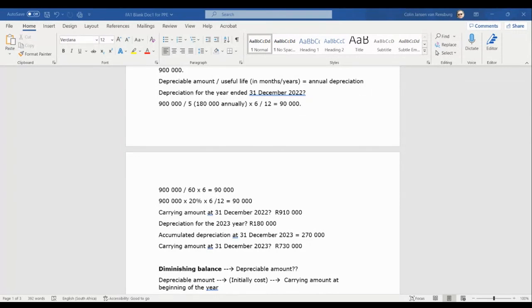So therefore, we said in the very first year of acquisition where we do not have an opening carrying amount, we do not have one whatsoever because we only purchase it during the year, then we are going to use the initial cost as our depreciable amount. So, ladies and gents, let us see whether we're on the same page. What is, in our example, our depreciable amount on the 31st of December 2022?